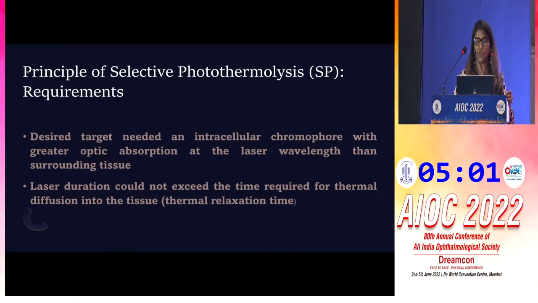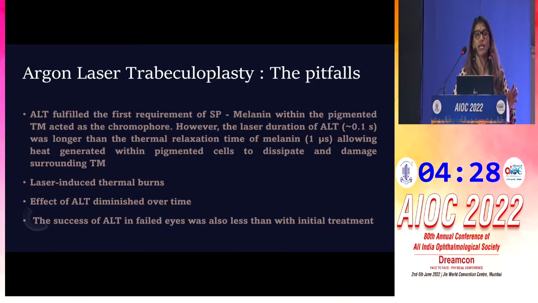Now, what is selective photothermolysis? It is a phenomenon which needs two important things. One, there has to be an intracellular chromophore in the target tissue, which is the trabecular meshwork here. That target tissue should have a greater optic absorption at the laser wavelength as compared to the surrounding tissue. Secondly, the duration of the laser should be less than the thermal relaxation time of the tissue. So now with argon, the first point was achieved, which means the melanin pigment in the trabecular meshwork causes a selective absorption of this laser.